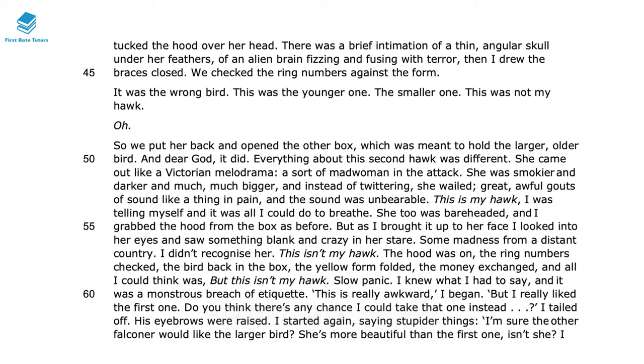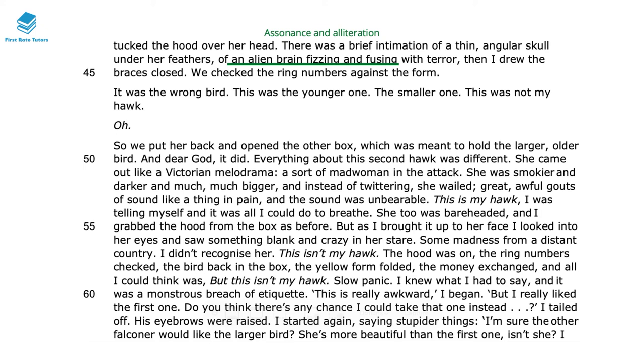So we'll pause there. Essentially, at this stage, she and the man that's selling these falcons both realize that they're looking at the wrong bird. So she opens the other box and realizes the bird that was meant for her is really not in line with what she's been looking for. Now, in this paragraph, when she mentions an alien brain fizzing and fusing with terror, the assonance here is of "i," and the alliteration, fizzing and fusing, shows how terrified the hawk that she loved is to now be covered.